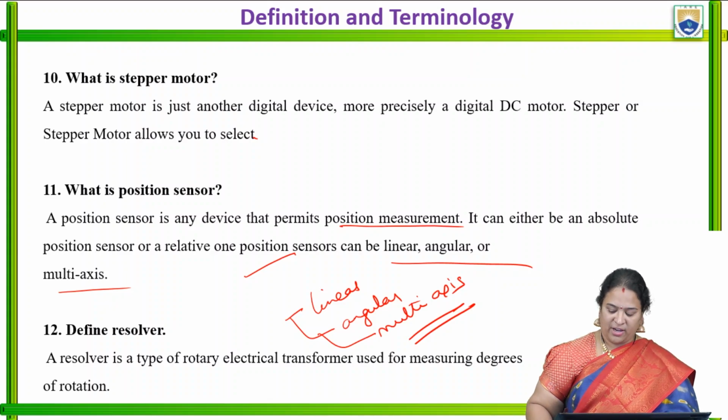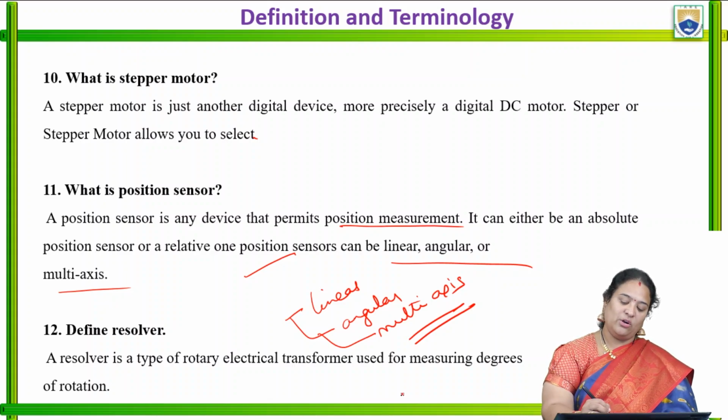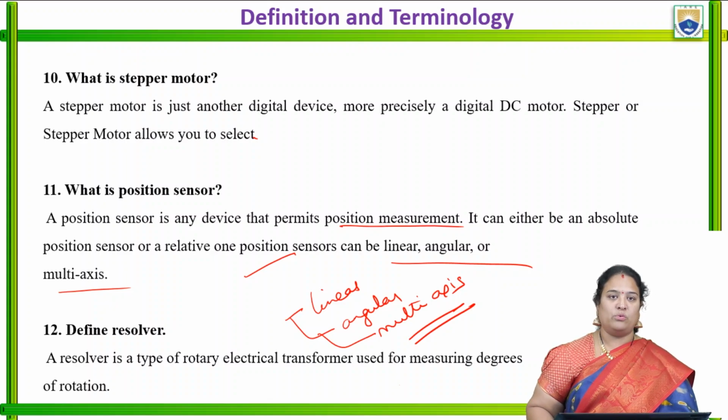Next, define resolver. What do we mean by the term resolver? A resolver is a type of rotary electric transformer used for measuring degrees of rotation. When we need to find out the degree of rotation of the robot manipulator, we do it with the help of the resolver, right? The resolver is used to find out the rotary electric transformer in terms of degrees of motion.